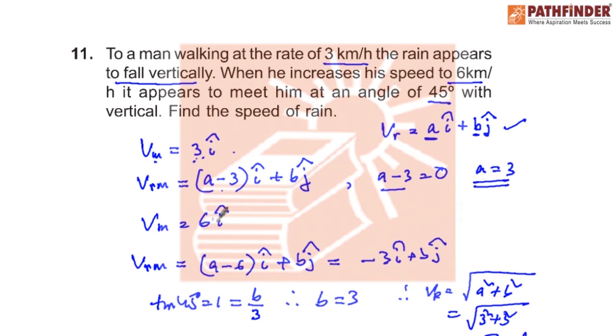And in the second case, it is (a minus 6)i plus bj, where a is the velocity of the rain along the i-axis and b is that along the j-axis. So the velocity of the rain with respect to the man, here it comes to a minus 3 and here it comes to a minus 6. So this is a very important aspect, and this problem itself is a very important problem on the rain-man situation.